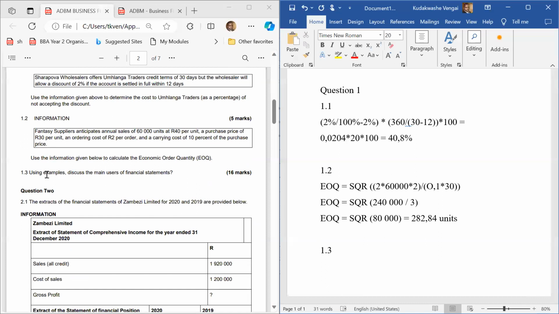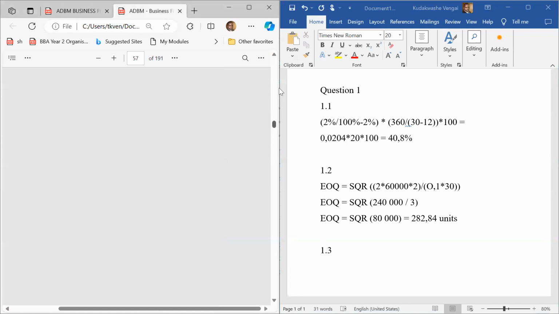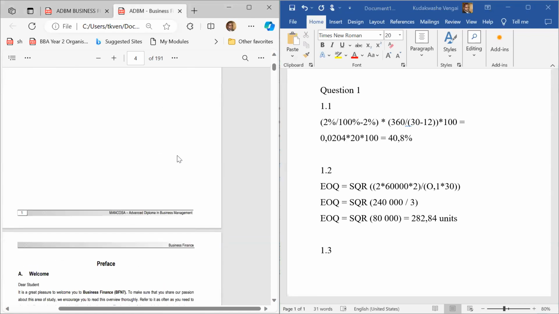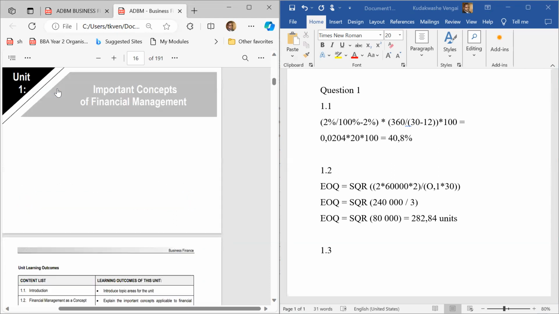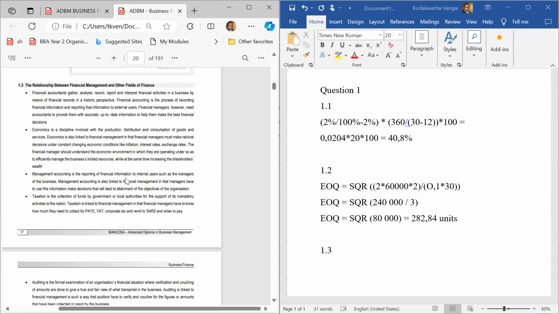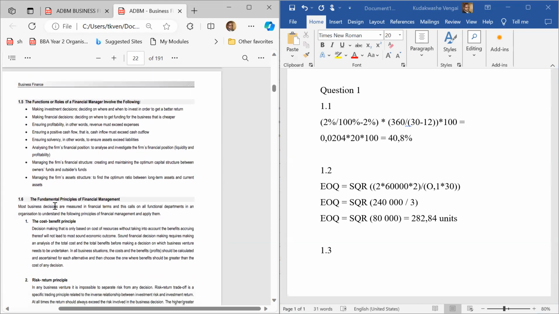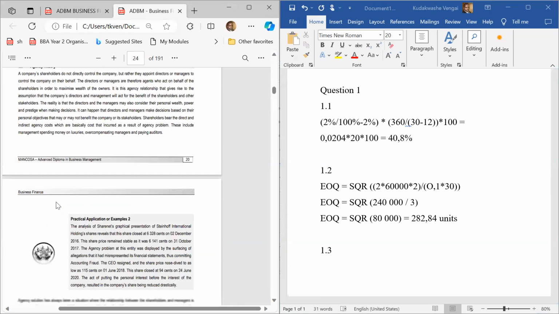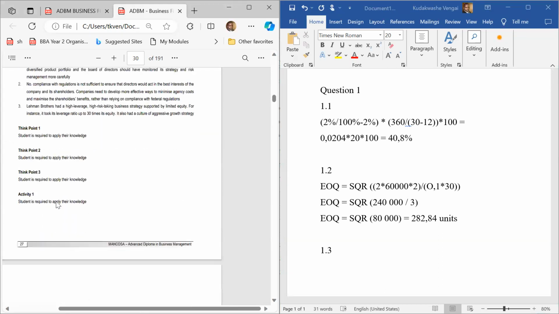So 1.3 says, use examples to discuss the main users of financial statements. I'm sure this one should be either in unit number 1 or unit number 2. All right. So theory questions, like I said, just go into the study guide. Don't waste most of your time trying to figure out theory questions. Just go into your study guide, you'll find the answer there. So you just look for users of financial information. Let's see. Users of financial information. So it should be unit number 2.